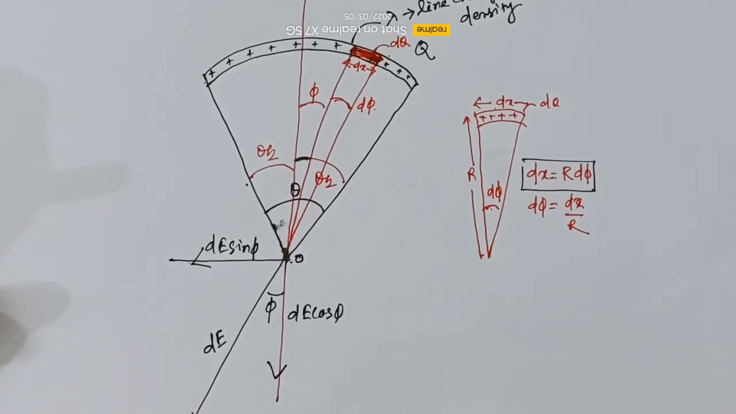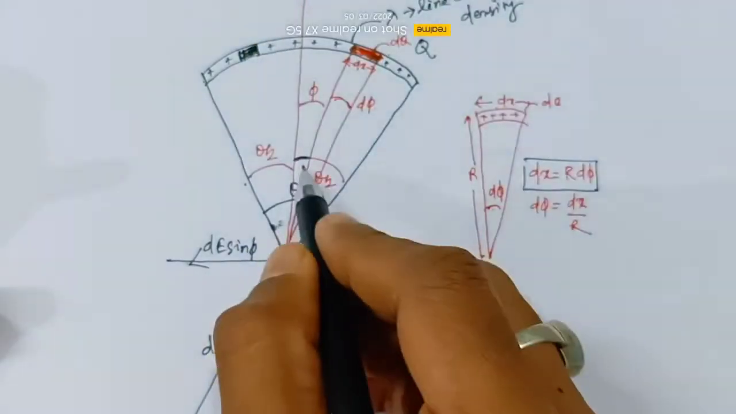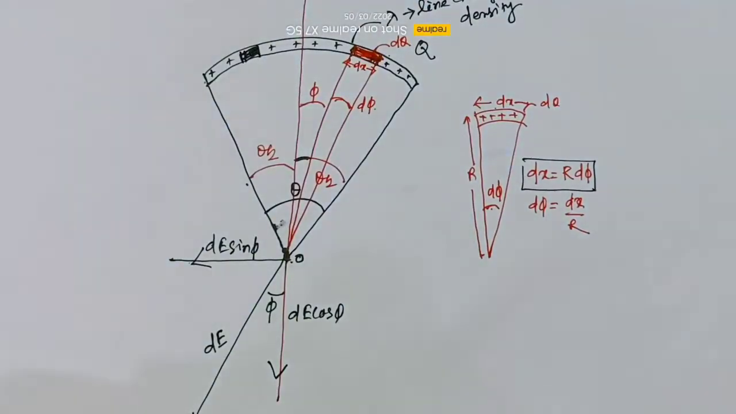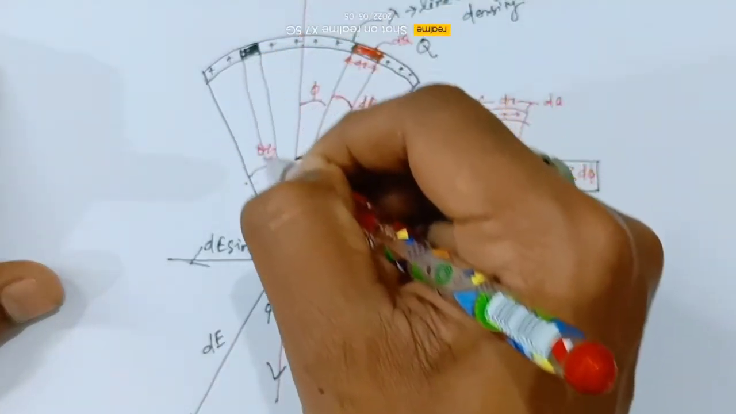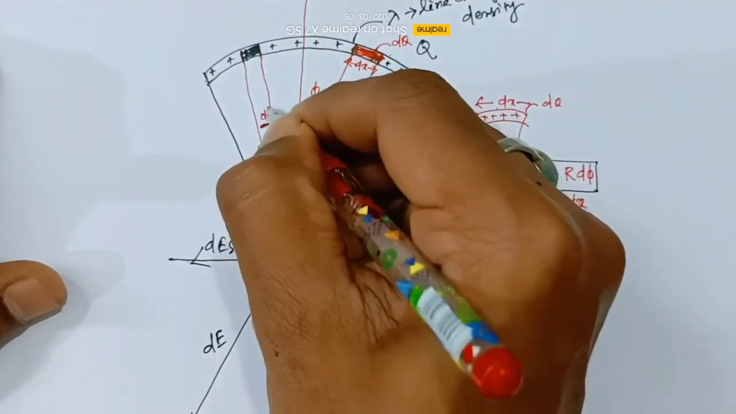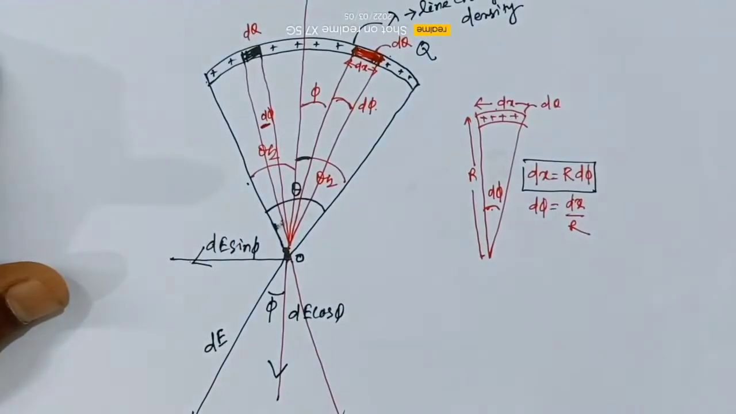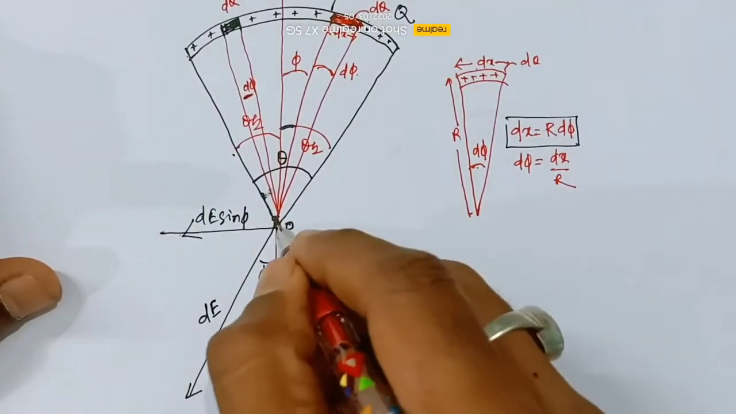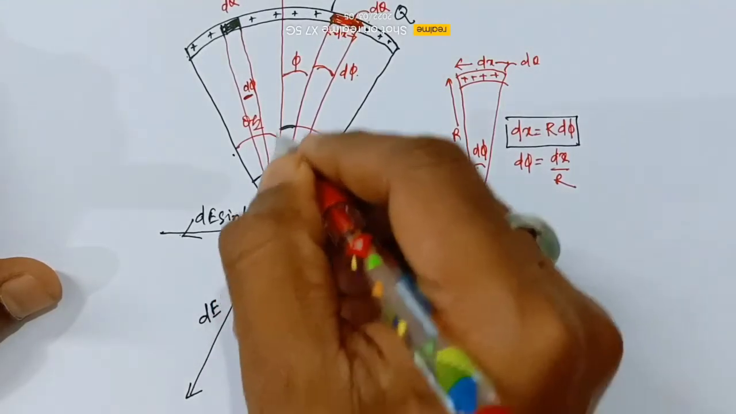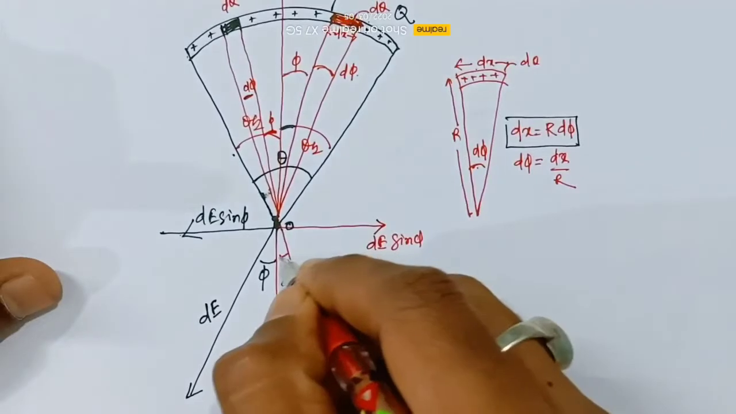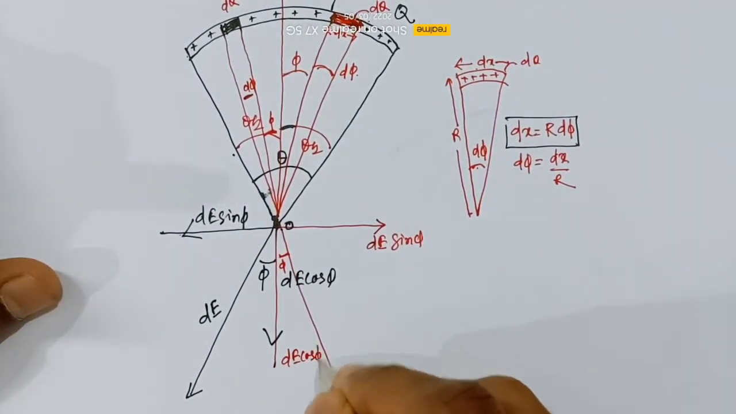If I consider the same symmetrical element here, phi to d phi, and draw it in a better way, again this is d phi, and the electric field will be like this because here it is dq. The electric field direction will be like this. How many components? Two components. One is dE sin phi, because if this is phi, this angle is also phi. So this is dE sin phi and this is dE cos phi.